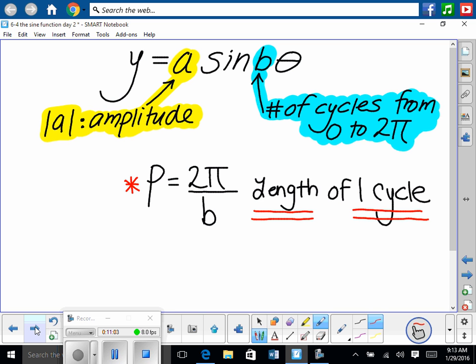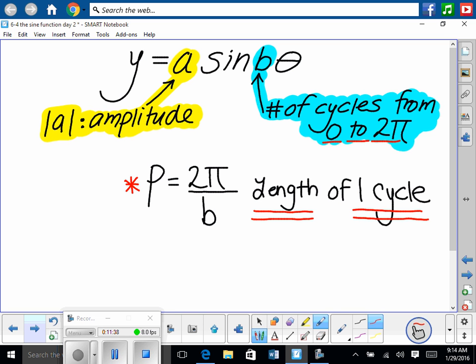And then b, this is where a lot of you were accidentally saying that that's the period. But remember, b is just the number of cycles. And here's the important part: it's the number of cycles between 0 and 2 pi. So that b value is the number of cycles from 0 to 2 pi. Then we can algebraically find our period, which is the physical length of one cycle, by taking 2 pi divided by that b value. It took some algebra. So that's the physical length of one cycle.